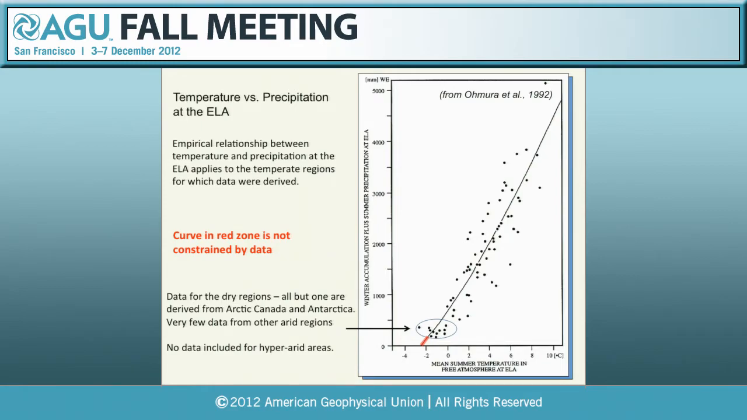One thing noticed here is that this small red line was interpolated to zero annual precipitation, and obviously it was interpolated because the annual mass balance doesn't go to zero, and if there was zero precipitation, there would be no glaciers. So we need more data and more detailed studies of dry regions.